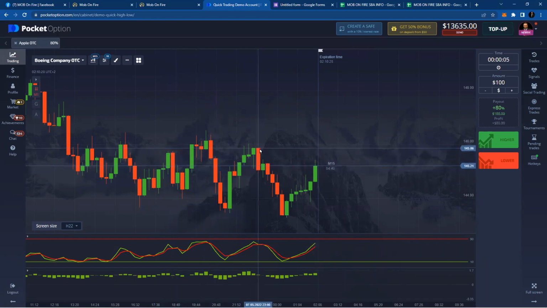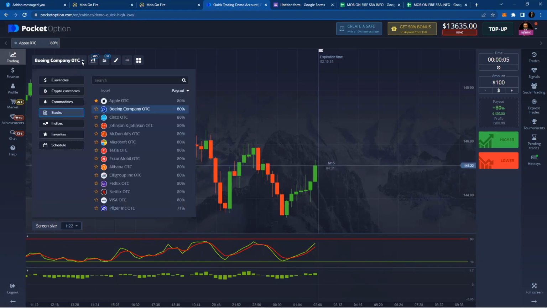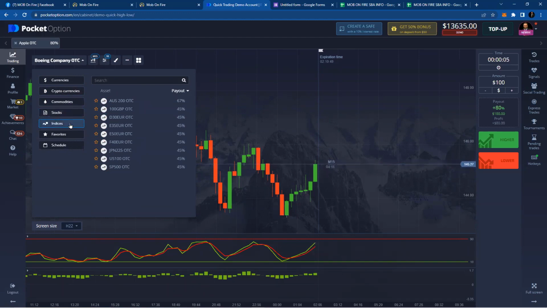Now, let me give you a tour of where everything is. First over here is whether you're going to do a stock or a currency. You can do cryptocurrencies. You can do commodities like gold and silver. You can do the stocks. You can do indexes. Any of those things you can go ahead and trade on Pocket Options.